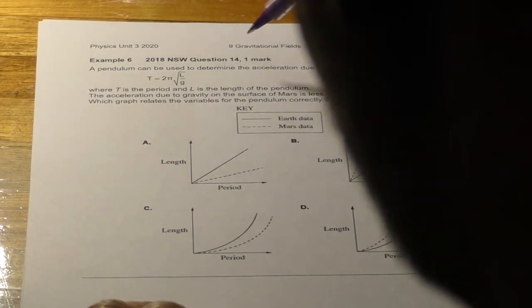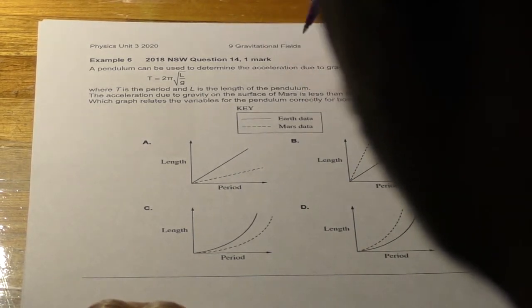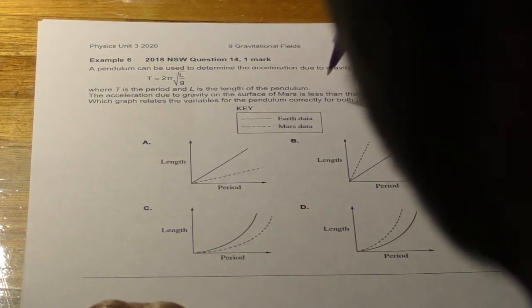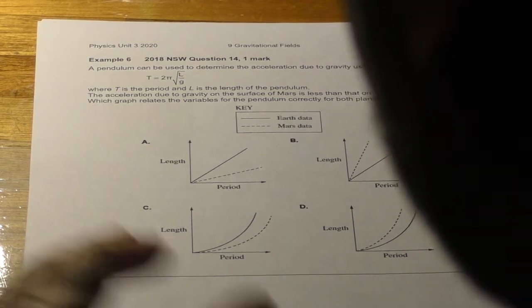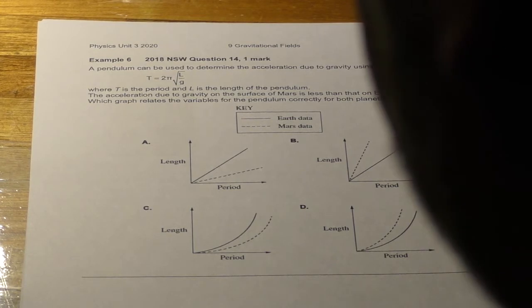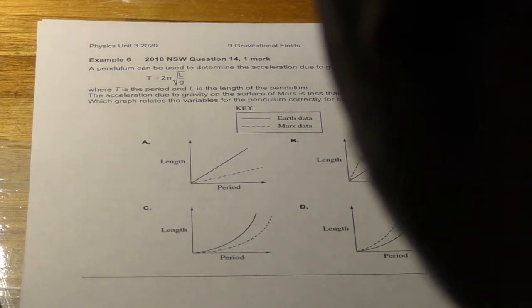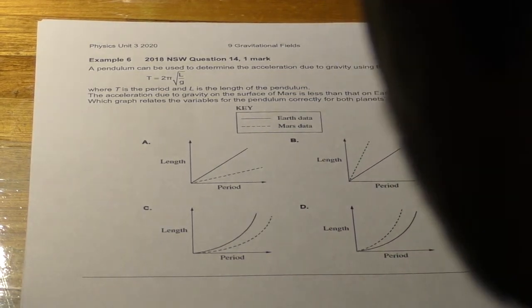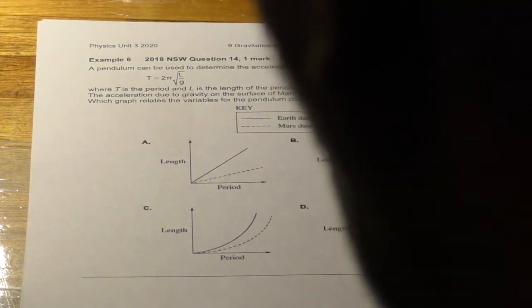So where T is the period and L is the length, it goes on to say the acceleration due to gravity at the surface of Mars, and we're using this here on Mars, is less than that on Earth. So we're imagining a pendulum swinging at the surface of the Earth and one swinging at the surface of Mars. Which graph relates the variables for the pendulum correctly for both planets? All right, so you have to have a look at this formula. You can't just look at the formula and guess. You need to do a little bit of work on it.